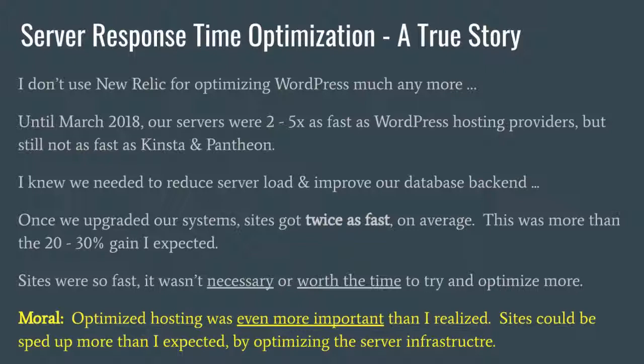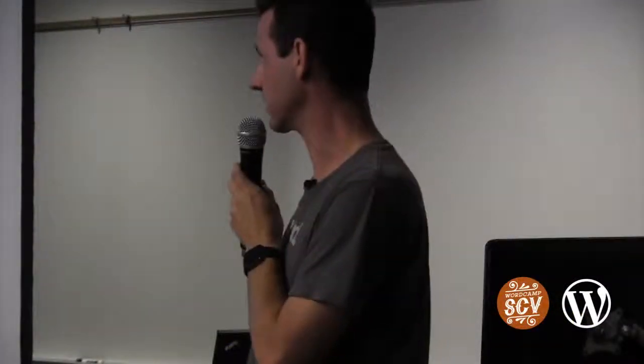Until a little over a year ago, our servers were quite a bit faster than most WordPress hosts, but still not as fast as Kinsta and Pantheon. And I was using New Relic to kind of figure things out. But then we upgraded our servers, and things got twice as fast. And that was even more than the 20-30% gain I expected. Sites were so fast, it wasn't worth the time to try and optimize them more. So, moral of the story is optimizing hosts was even more important than I realized, and I do hosting. Sites can be sped up quite a bit just by optimizing the server infrastructure.